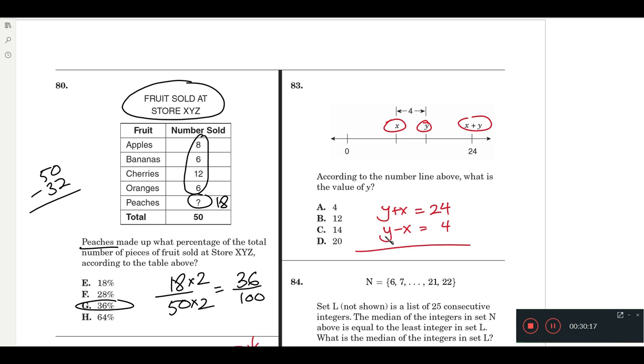What is y plus y? 2y. But what is x minus x? It cancels out. So 2y is equal to 28, and divide by 2. Let me stop right here and let everybody grasp it.